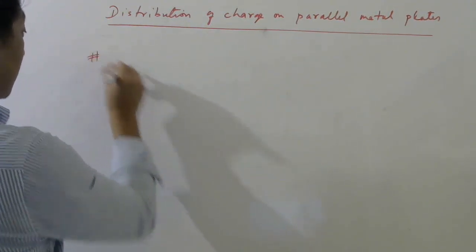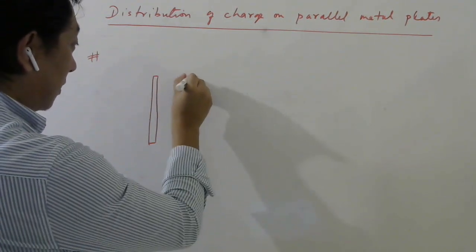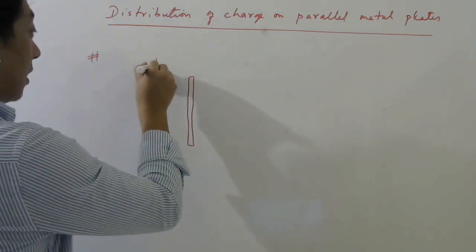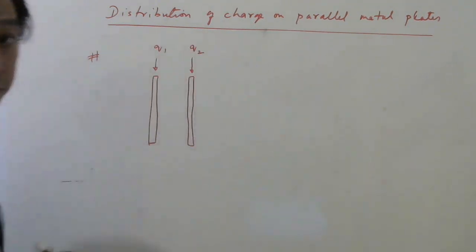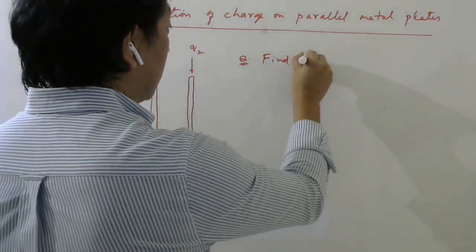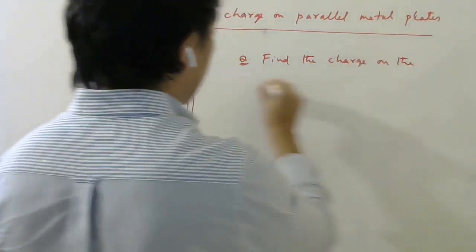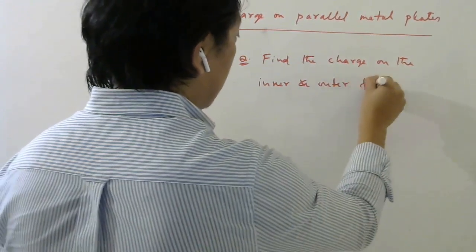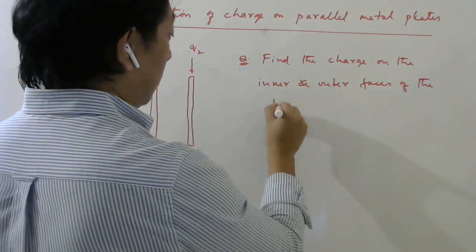So the concept is like this. Suppose this is one plate and I have another plate. Every plate will have some thickness, remember. So here I give a charge Q1 and here I give a charge Q2. The question is, find the charge on the inner and outer faces of the two plates.